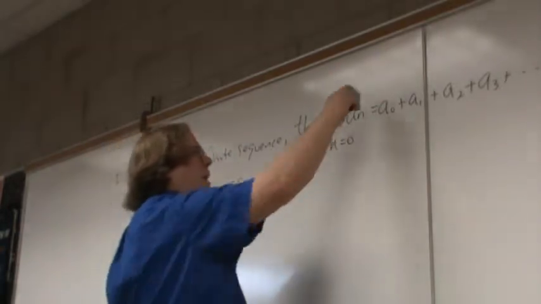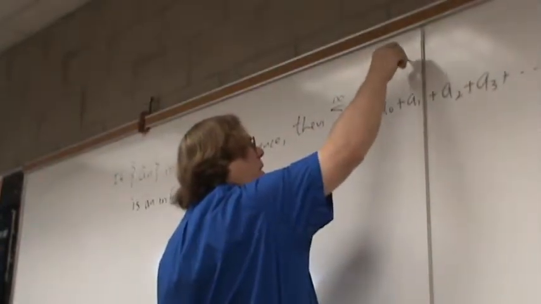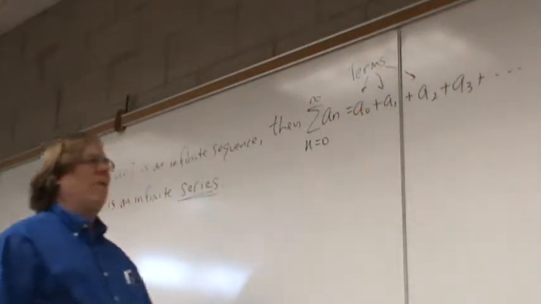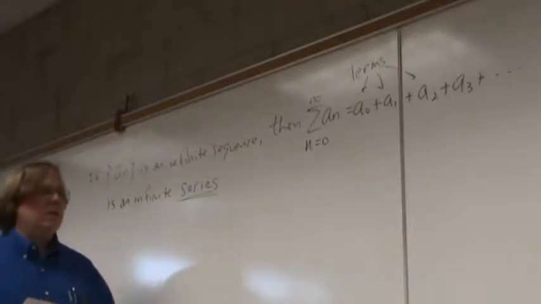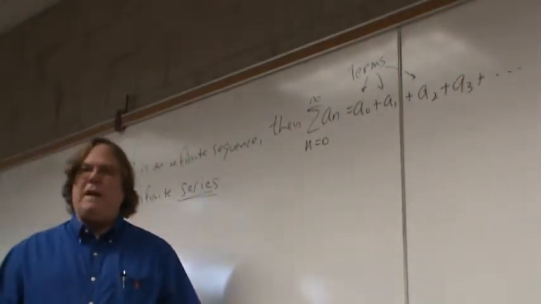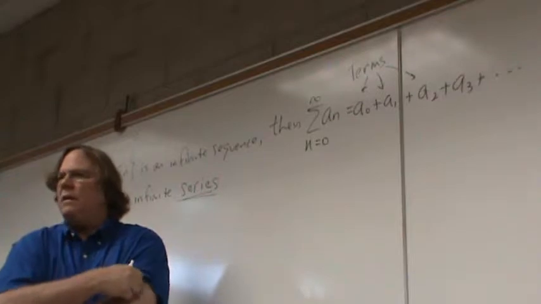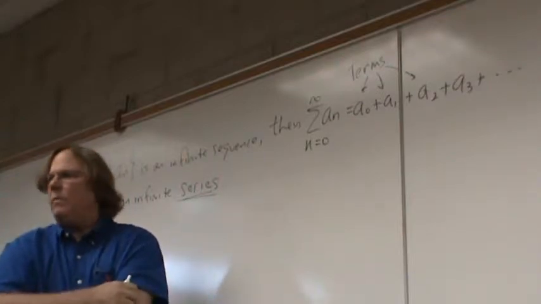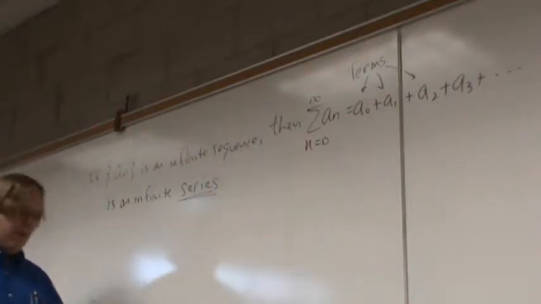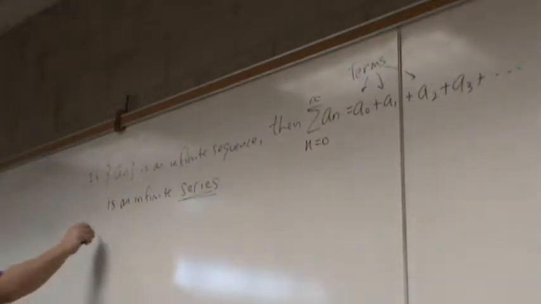And then these guys, your a0 and a1 and a2, we call them the terms of the series. Okay? And so the next question we ask is, does this series, this infinite series, add up to a finite number, or does it add up to infinity? If it adds up to infinity, then it's probably not going to end up being very useful to us. But if it adds up to a finite number, then it is useful to us.